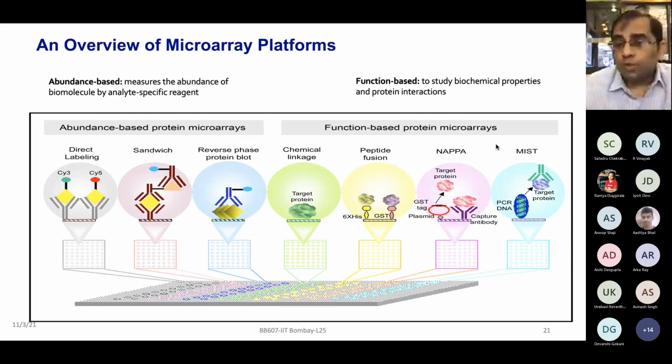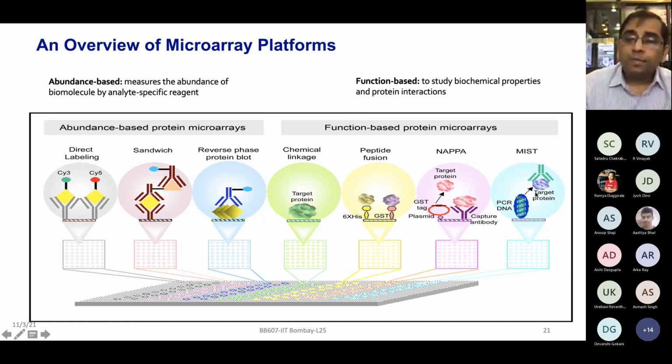So broadly, what I spoke so far, I have given you a lot of names. But if you keep this one slide in front of you, I'm sure you can answer any possible questions based on all the possible discussion we had so far. There are three technologies which we talked about that are based on antibody-based arrays, like direct labeling approach, sandwich assays, and reverse phase arrays. Remaining ones are based on the proteins. Within those, the chemical linkage is purified proteins, peptide fusion is peptide synthesized. These two are cell-free expression-based methods, nucleic acid programmable protein arrays, and multiple spotting technique.